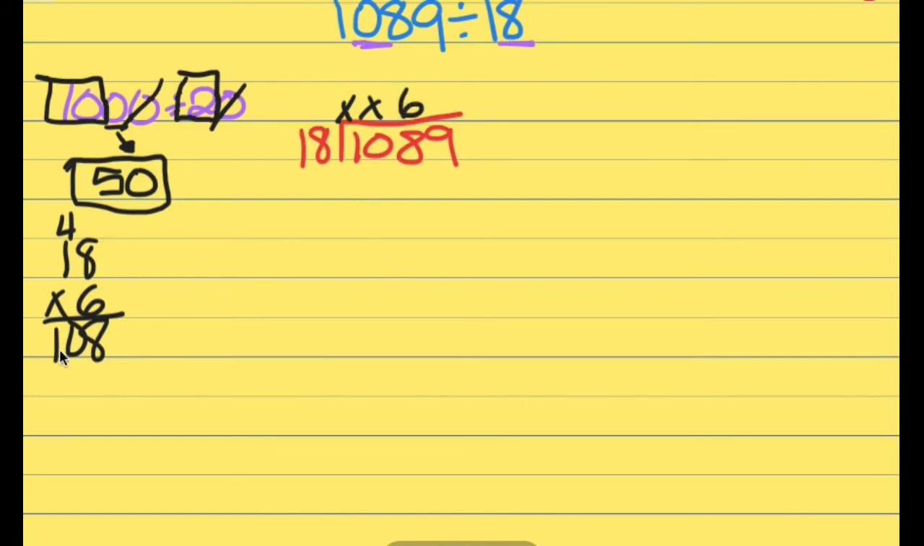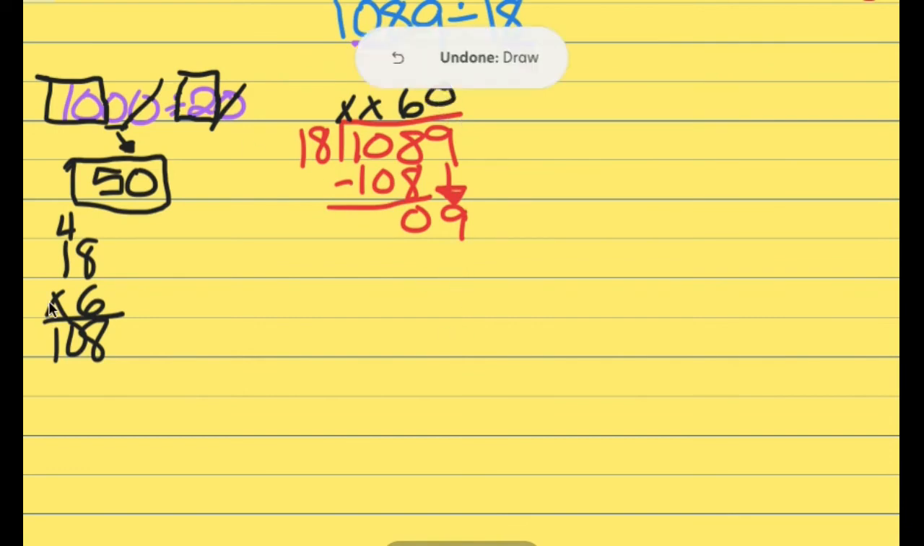So we're going to put that 6 on top. And we know that it equals 108. We're going to subtract, 108 minus 108 gives us nothing. Then bring down our 9. We know that 18 cannot go into 9, right? So we're going to put a 0 on top and bring down our 0 in red. And then now we have 9 minus 0 gives us 9.